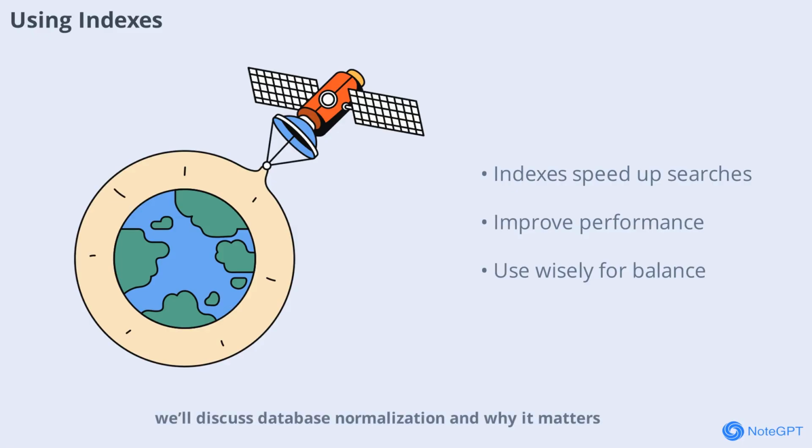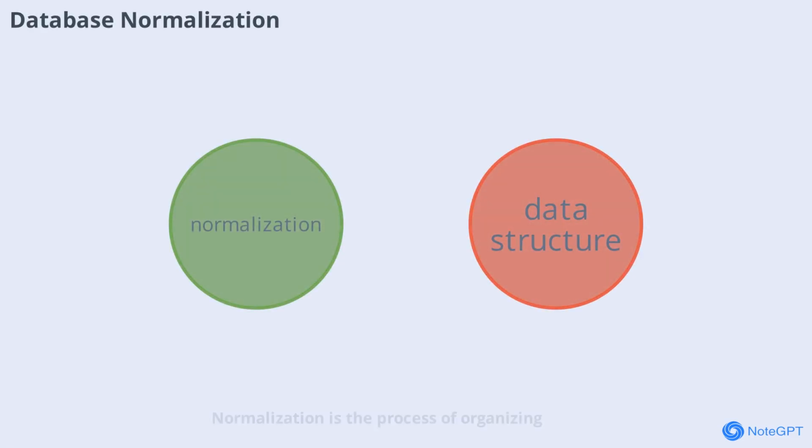Up next, we'll discuss database normalization and why it matters. Normalization is the process of organizing data to reduce redundancy and improve efficiency. By breaking data into related tables and eliminating duplicate information, you make your database easier to maintain and less prone to errors. There are several normal forms, each with its own rules and benefits. Normalization is a key concept in relational database design, ensuring your data is structured logically.